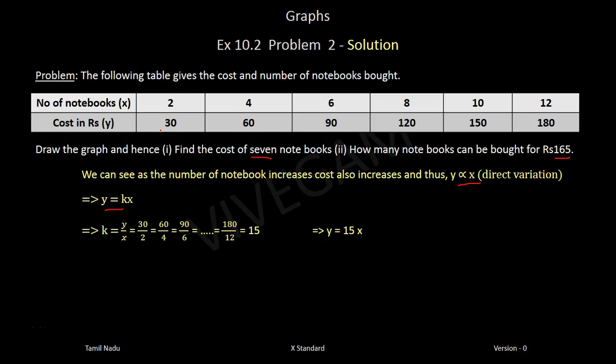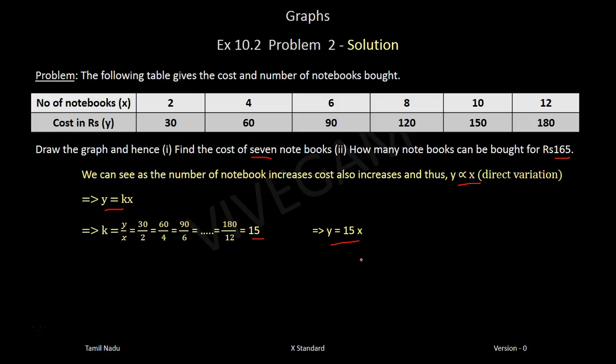So these are y values and these are x values. So 30 by 2, also 60 by 4, 90 by 6, and one more, 180 by 12. You can do it for 2 or 3 and you'll get the same value, 15, right? I've done it for a few, but 2 or 3 should be enough. Okay, so y by x is equal to 15. So that is, k is equal to 15. So if you rewrite this equation, it will become y is equal to 15x. So this is the equation for which you'll have to draw the graph.